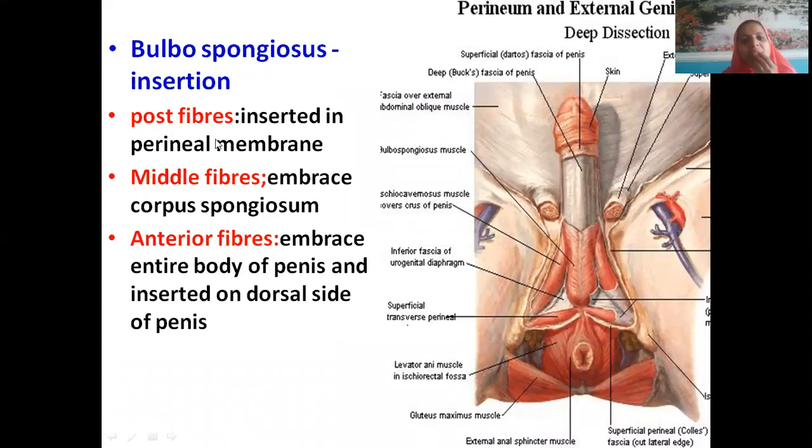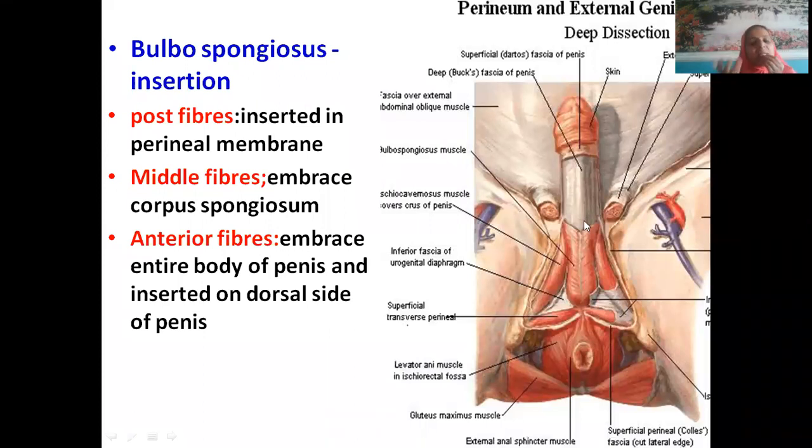Now let us see the insertion. The posterior fibers are inserted in this membrane, the inferior fascia of the urogenital diaphragm, also called the perineal membrane. So posterior fibers go to the perineal membrane. Middle fibers will go into the penis corpora spongiosa.